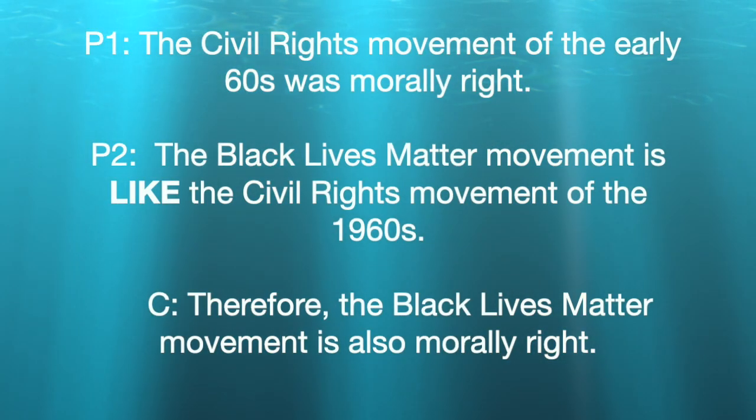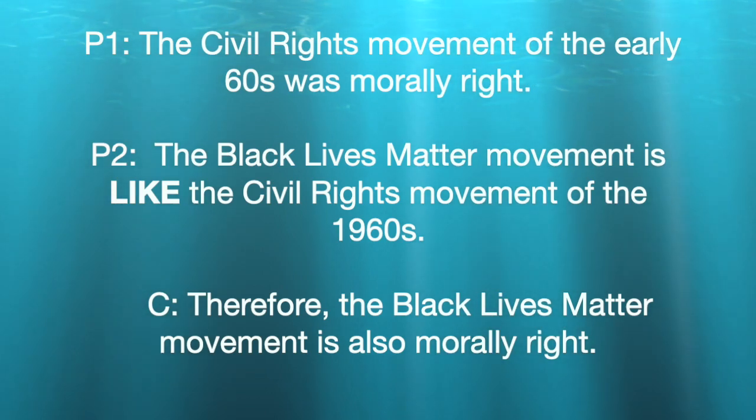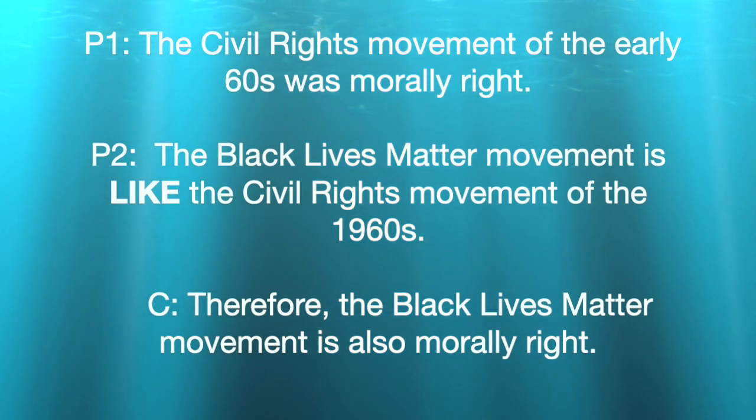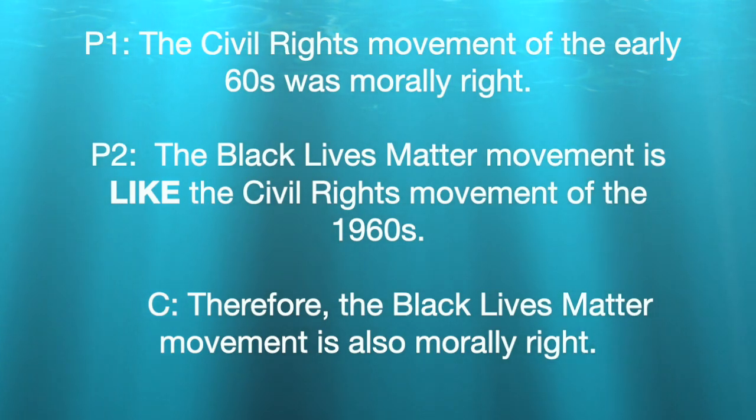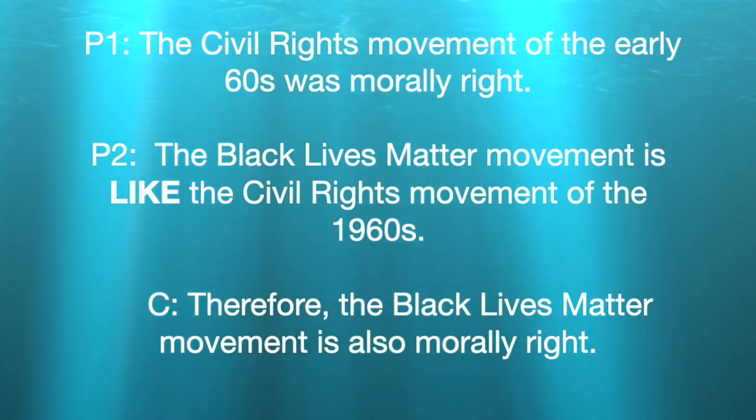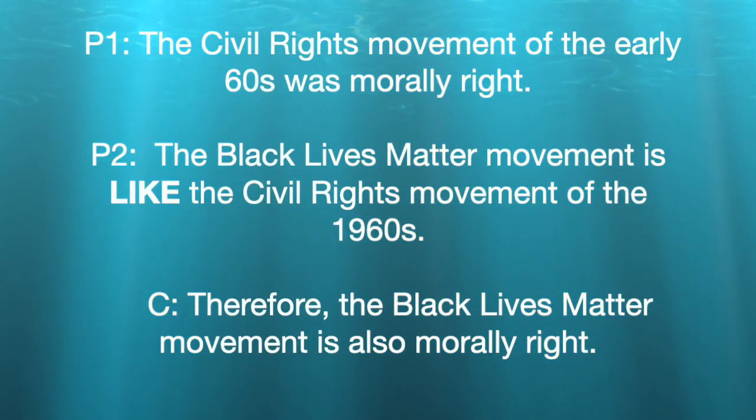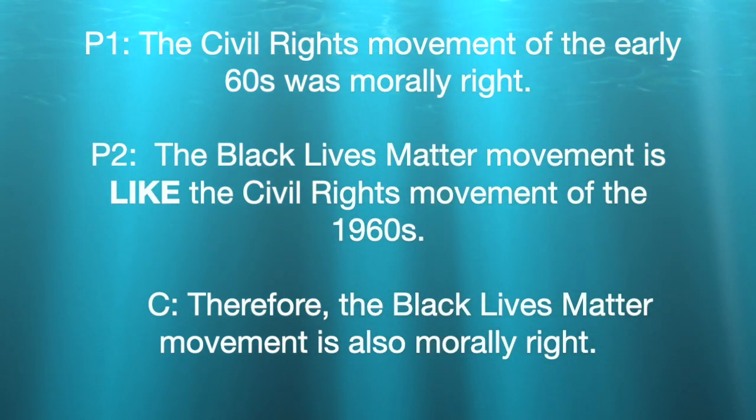Premise 1. The civil rights movement of the early 1960s was morally right. Premise 2. The Black Lives Matter movement is like the civil rights movement of the 1960s. Conclusion. Therefore, the Black Lives Matter movement is also morally right.